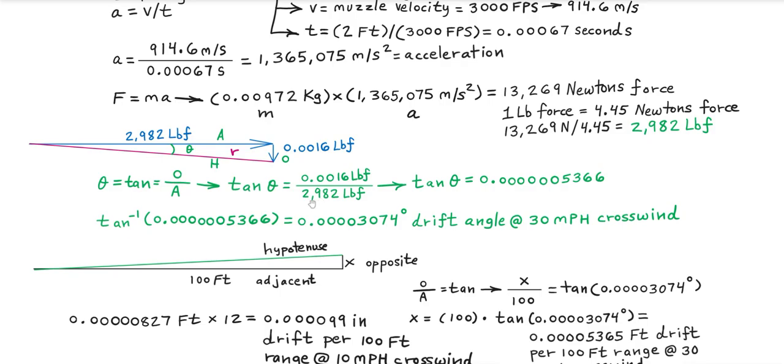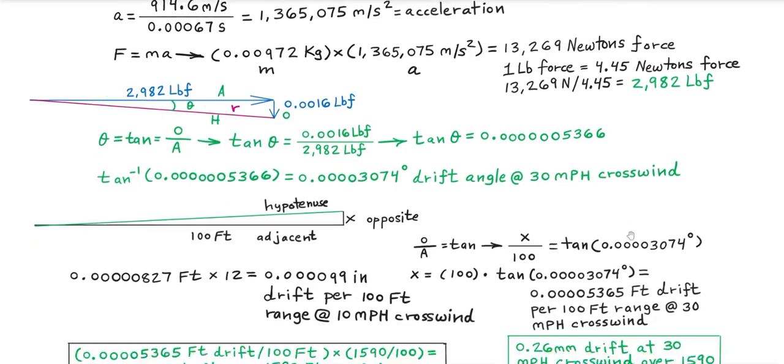0.0016 divided by 2982 equals this value here. Then we use the inverse tangent of the value we calculated. We get a very, very tiny angle of drift caused by the 30 mile per hour crosswind because the surface area of the side of the bullet is so negligible.